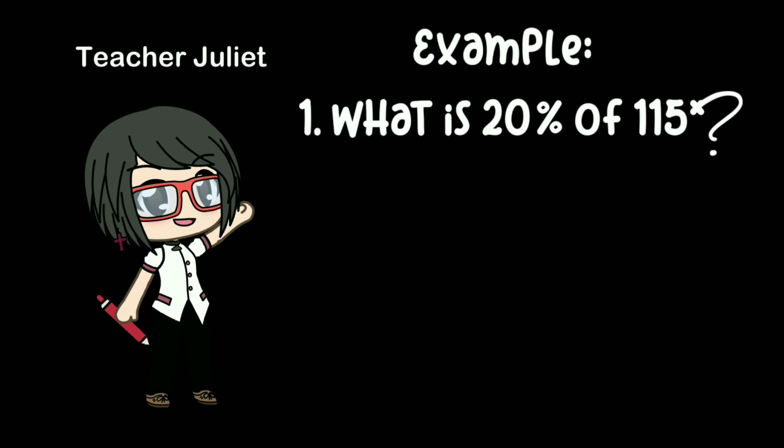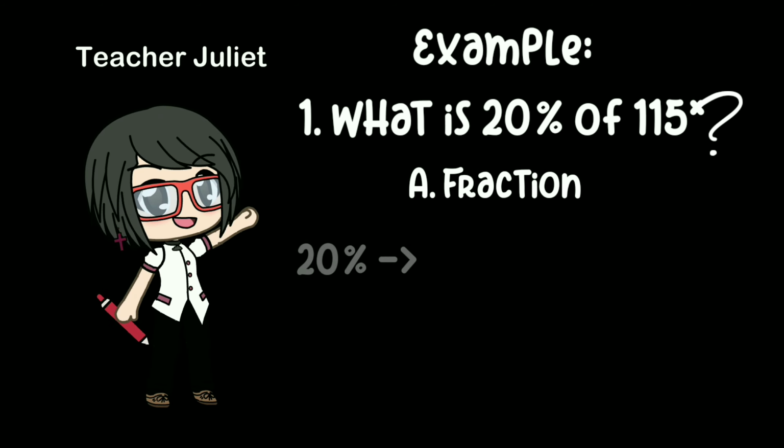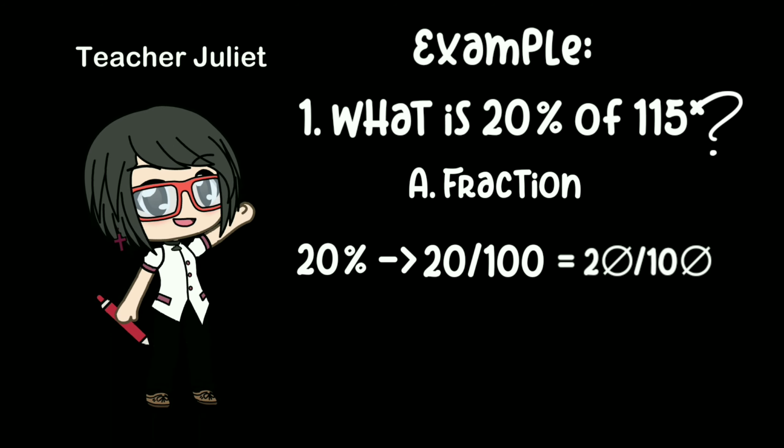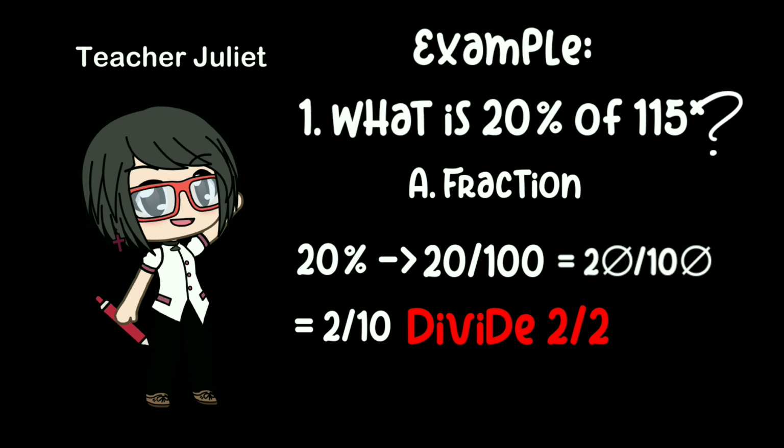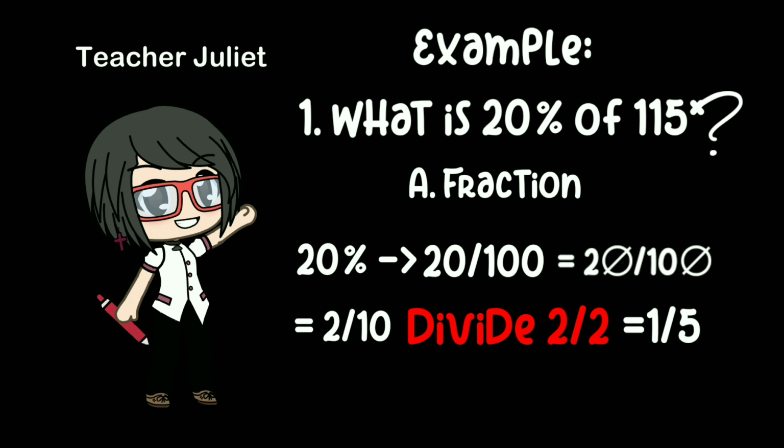Our solution for letter A, converting percent to fraction. 20% converted to a fraction is equal to 20 over 100. We eliminate the 0 in both the numerator and denominator, which will be equal to 2 over 10. We simplify 2 over 10 by dividing the numerator and denominator by 2. 2 divided by 2 is 1, and 10 divided by 2 is 5.